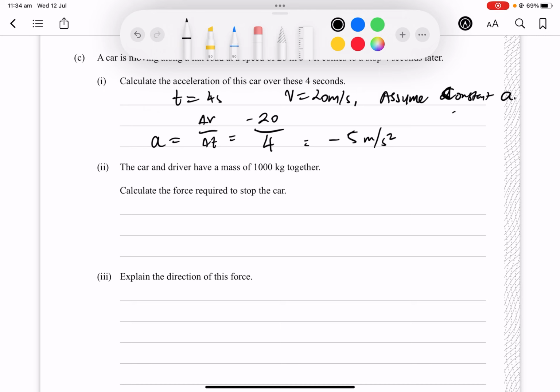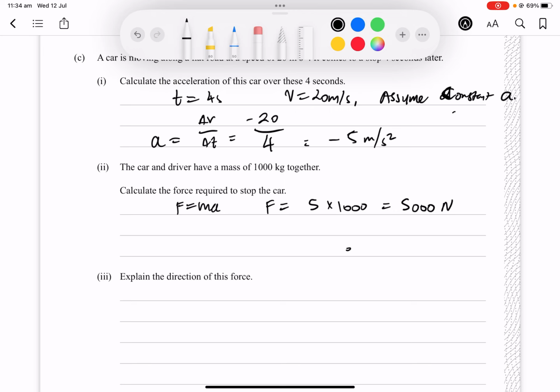For part II, the car and the driver have a mass of 1,000 kg together. We want to calculate the force required to stop the car. So we know that F is going to be equal to ma. So F is going to be equal to the acceleration, which is 5, multiplied by 1,000, which is going to be 5,000 newtons. So there's going to be a net force of 5,000 newtons acting on the car.